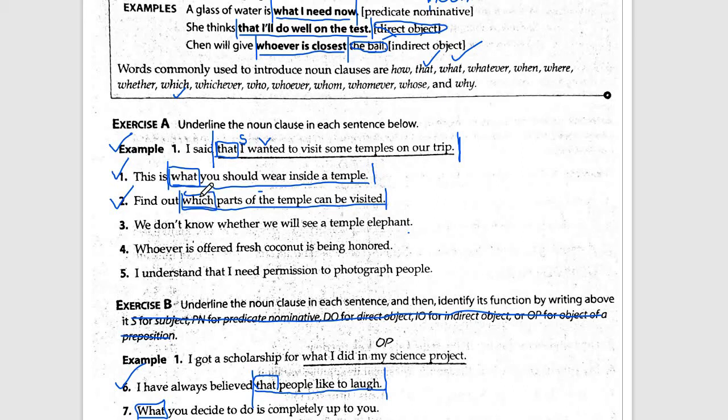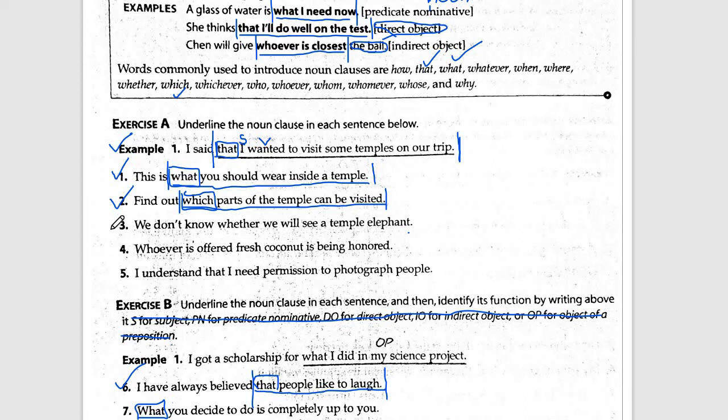Find out something. Find out what? Find out which parts, okay? Which parts of what? Which parts of the temple? Specifically, which parts of the temple? Which parts of the temple can be visited? This is just an incredibly specific category of parts. Let's see if I can get that mark to go away.